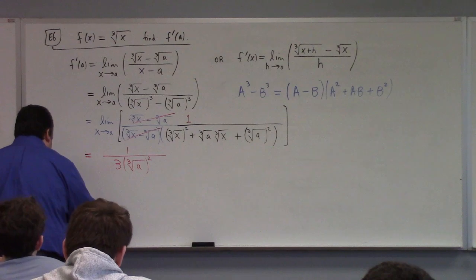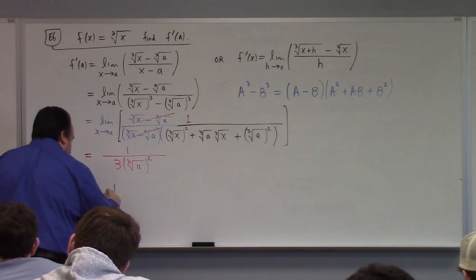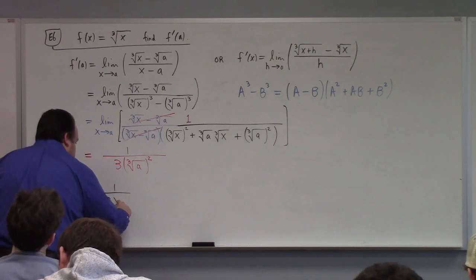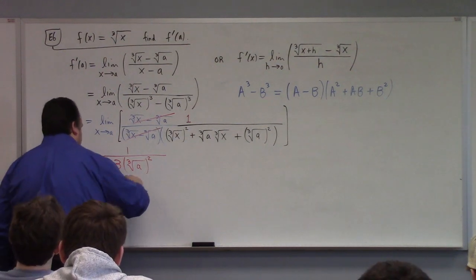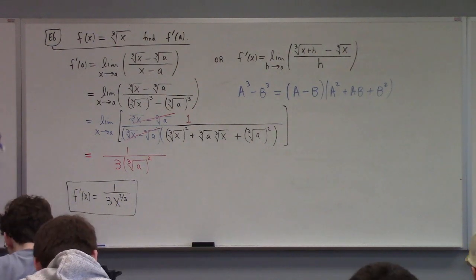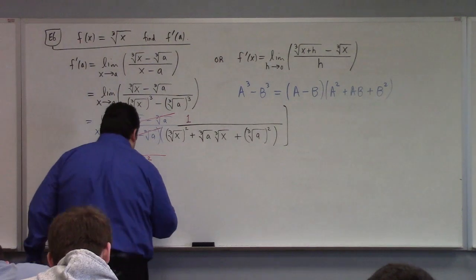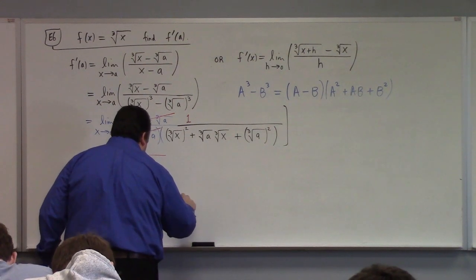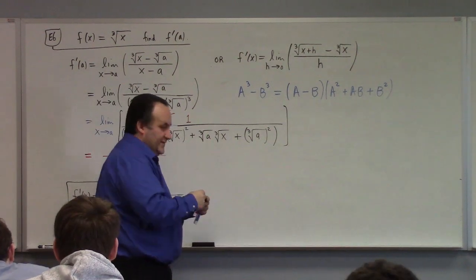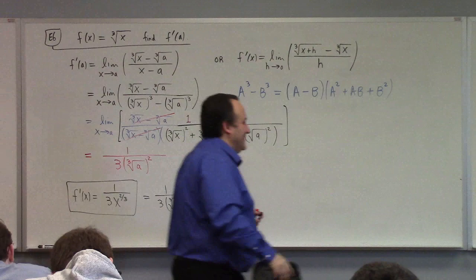So what do we learn from this? We learned that the derivative function here, f prime of x, is in fact 1 over 3 times x to the 2/3, if f of x is the cube root of x. Or if you prefer, 1 over 3 times the cube root of x squared. Okay, so now that we've done this, the next example will be really, really easy, I think.